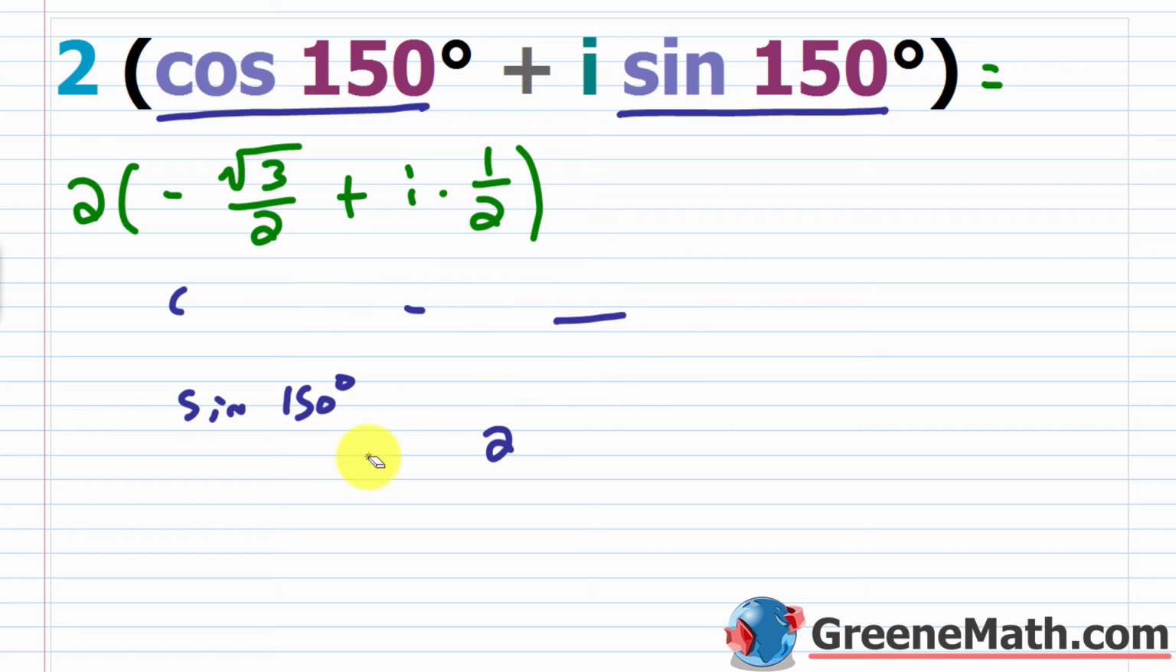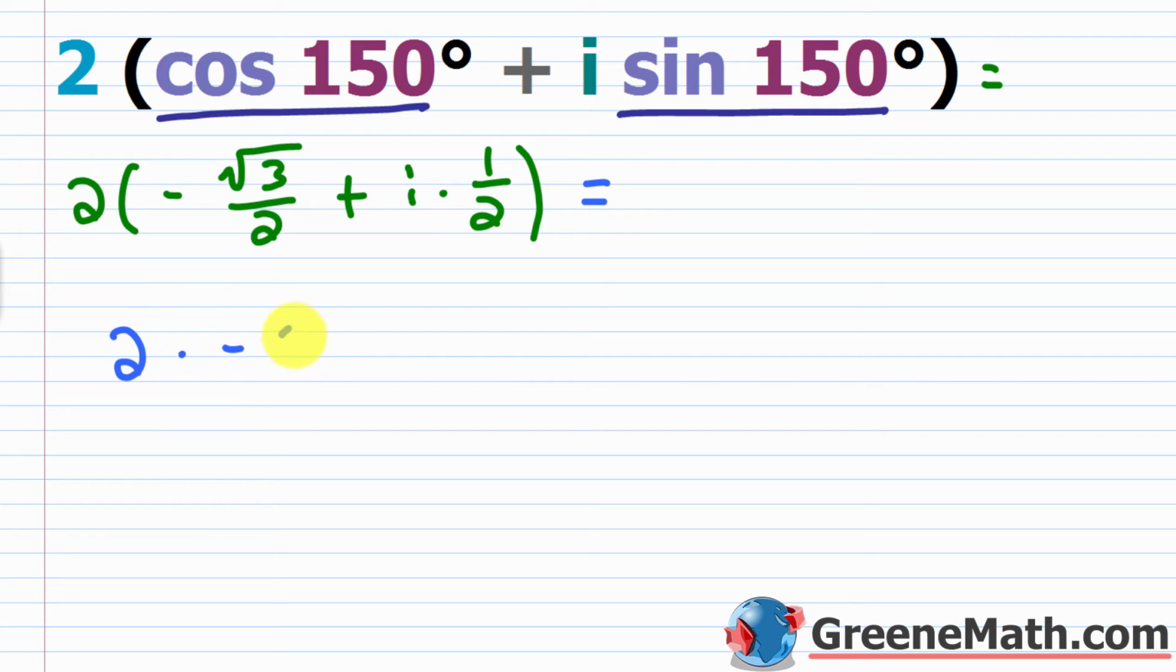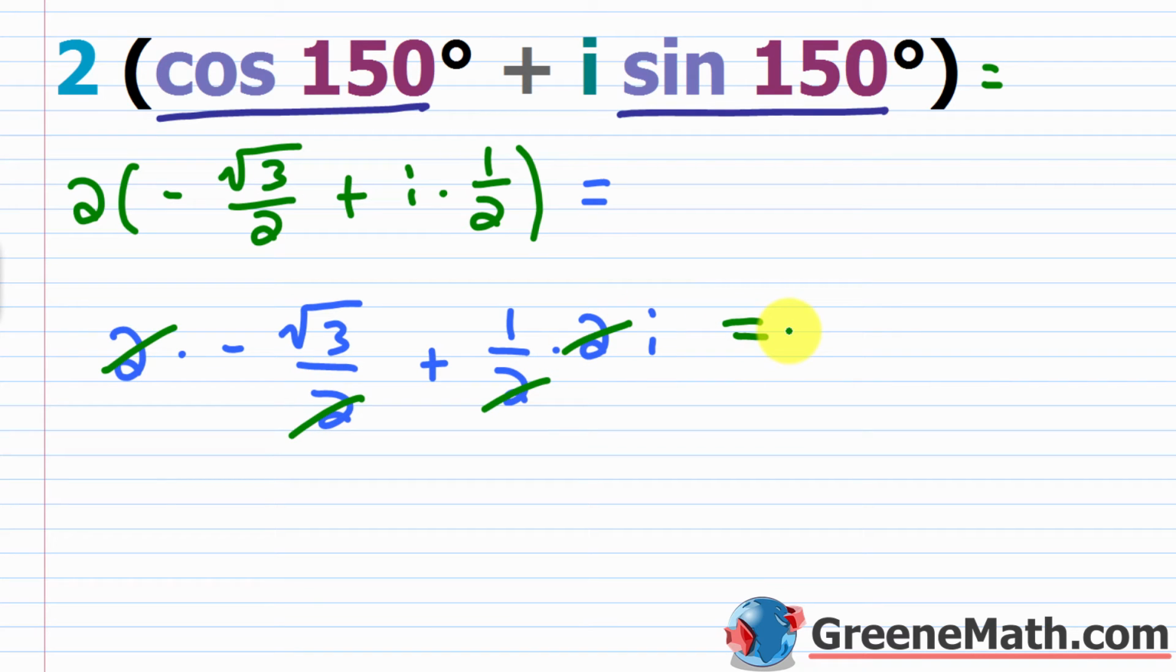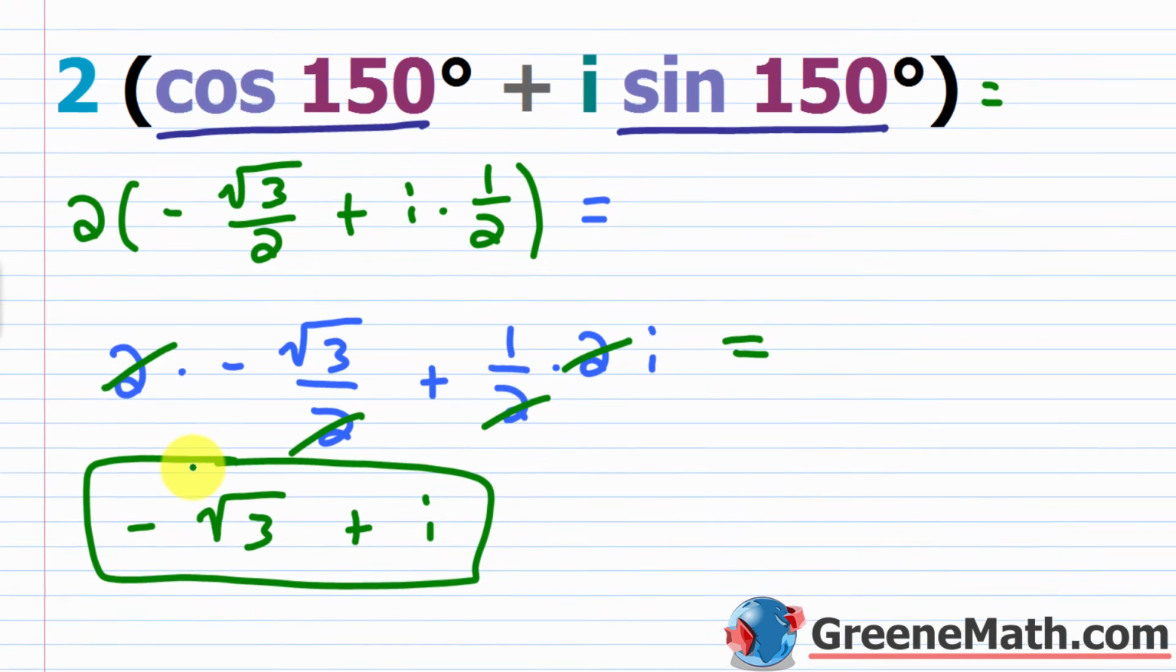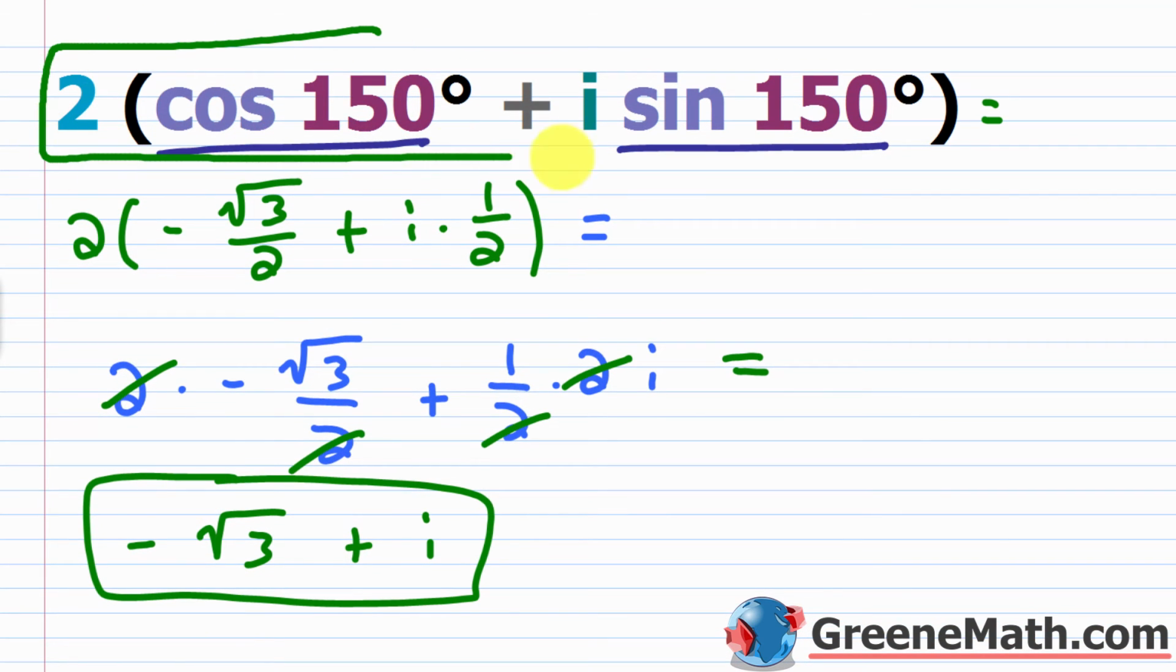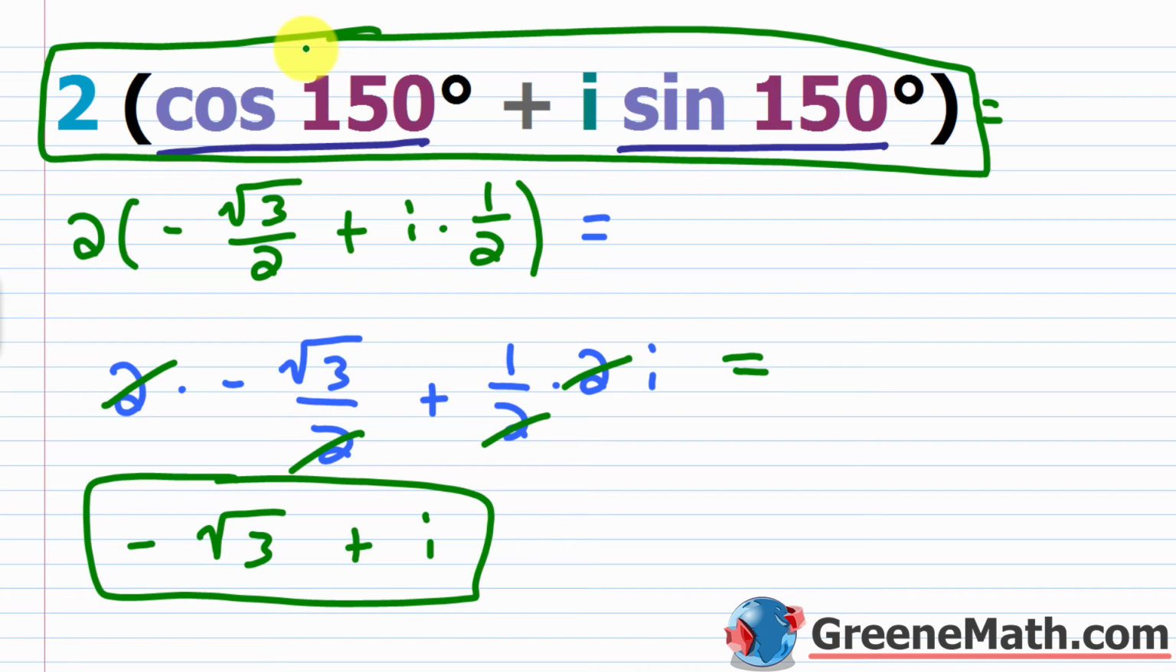So now I'm going to distribute the 2 to each term inside the parentheses. So I would have 2 times the negative of the square root of 3 over 2, and then plus, I'll do 1/2 times 2, and then you can do times I, okay? So basically, we see that this would cancel with this, and this would cancel with this. And in my rectangular form, I have the negative of the square root of 3, basically plus 1I, or you could just say plus I, okay? So this is my rectangular form, or my standard form. And again, this right here is the polar form, or some people call this the trigonometric form.